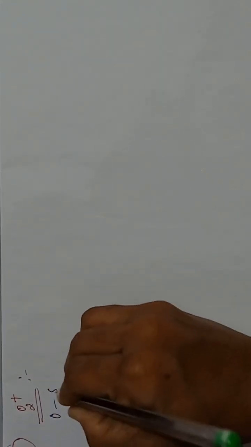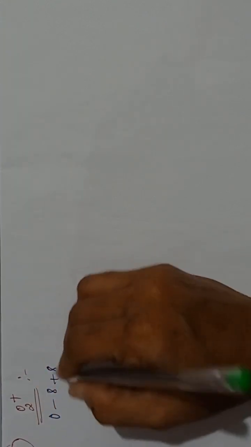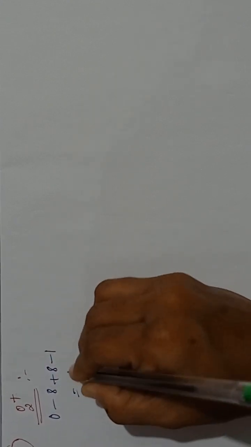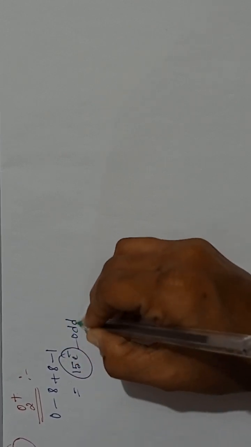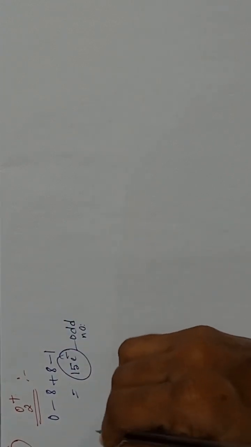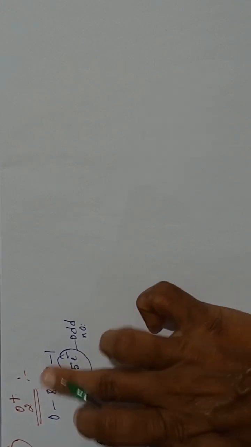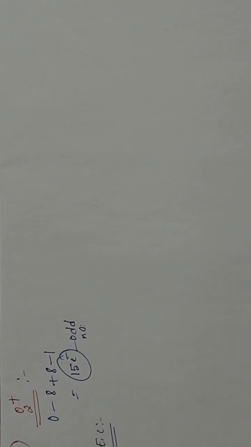Oxygen atom, atomic number is 8. 2 oxygens there, so 8 plus 8, 16 electrons. But here 1 electron is lost, so minus 1. Total 16 minus 1, 15 electrons. It is an odd number. Keep in your mind, it is an odd number, students. Now we are going to write the electronic configuration. It is 15 electrons. Till now we discussed up to 14 electrons.